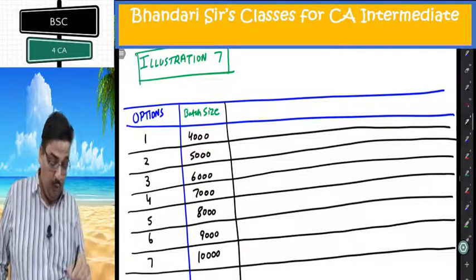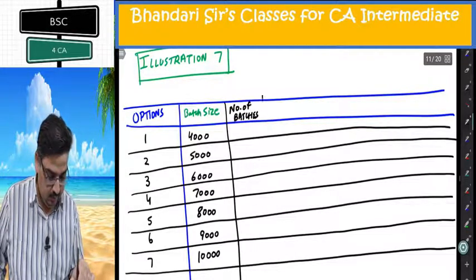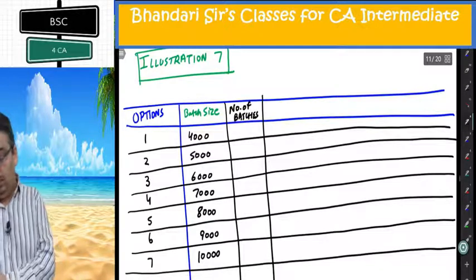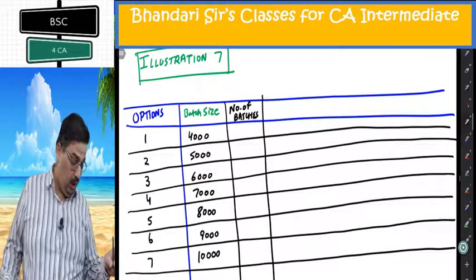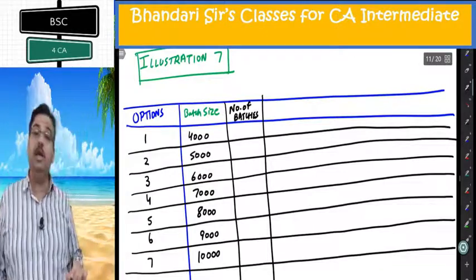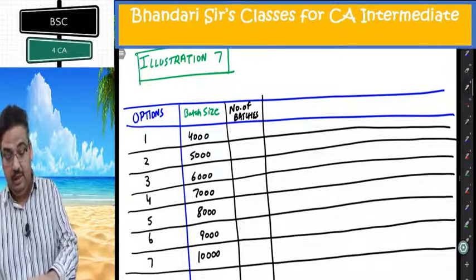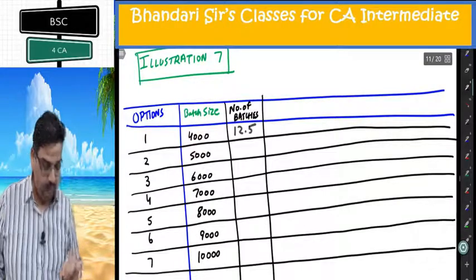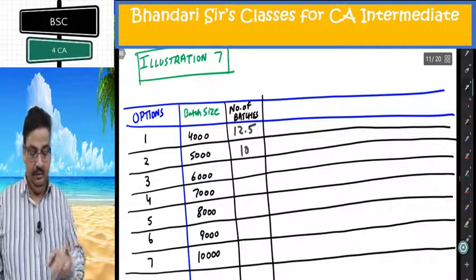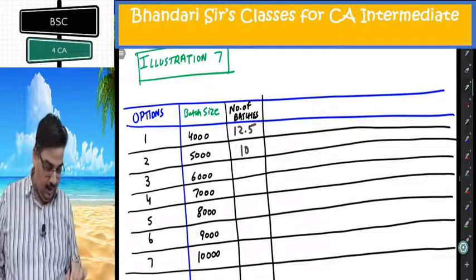Now I need to compute the number of batches. I need the total quantity. How much? Total quantity I need is 50,000. So if we need 50,000 and 4,000 in every batch, 50,000 divided by 4,000, I'll have 12.5 batches. In 5,000, 10. 50,000 divided by 6,000, I'll have 8.333.